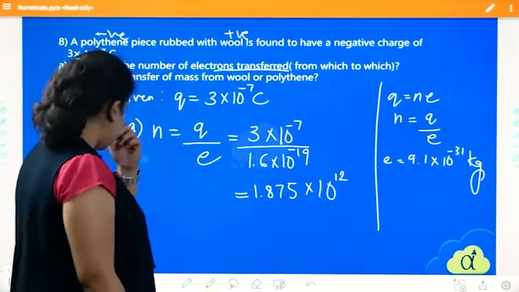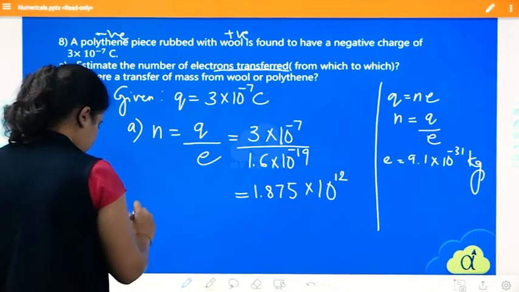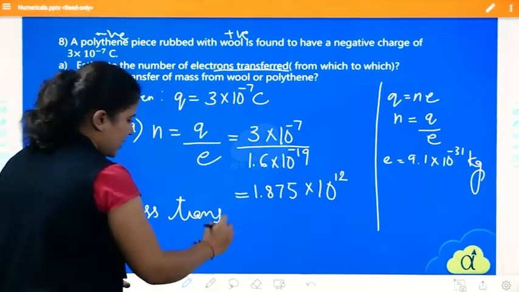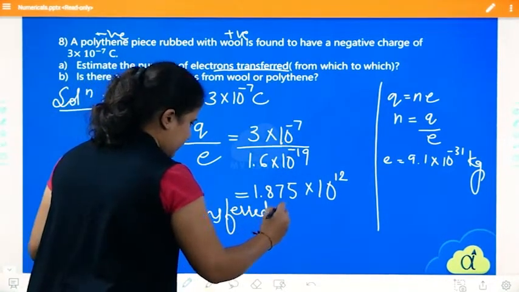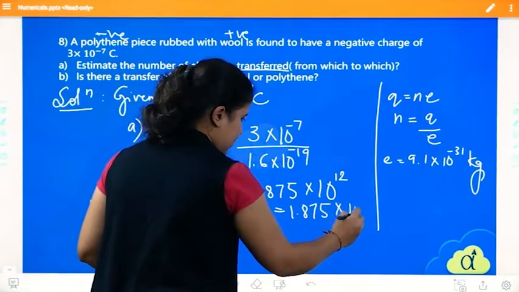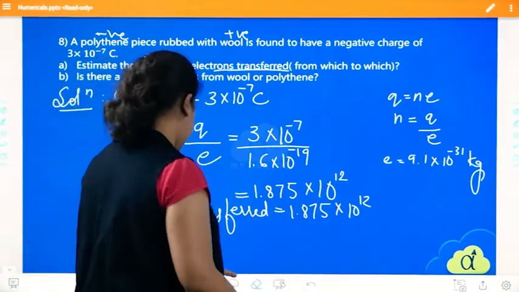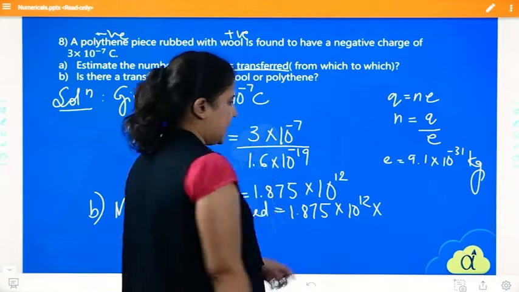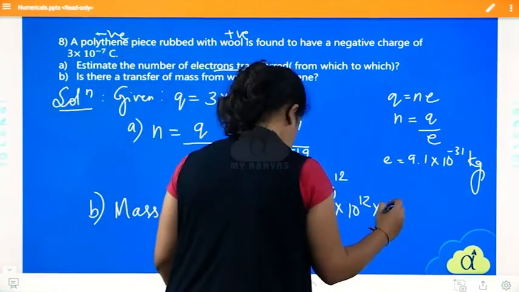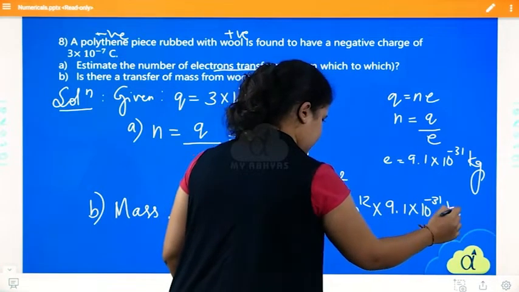Clear? So here, coming to the next section, we will be just solving it, that is the mass transferred. The mass transferred will be equal to 1.875 into 10 raised to 12, into the electron charge, which is 9.1 into 10 raised to minus 31 kg.